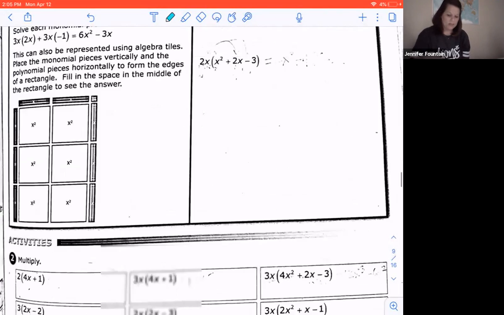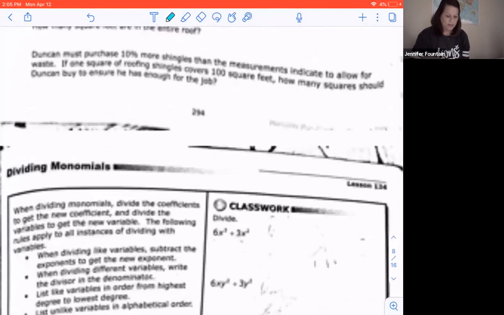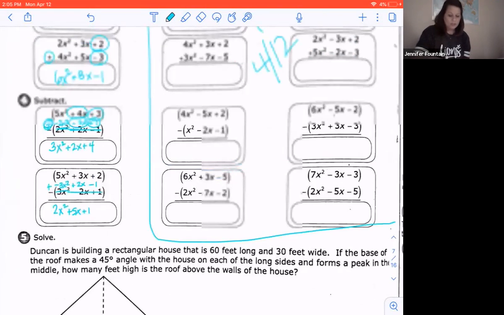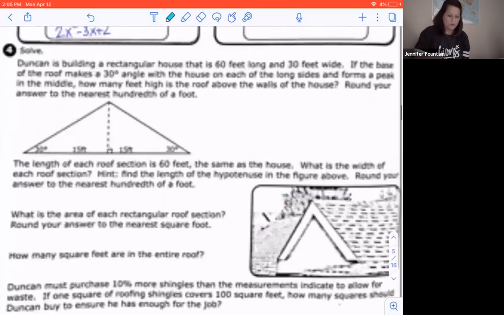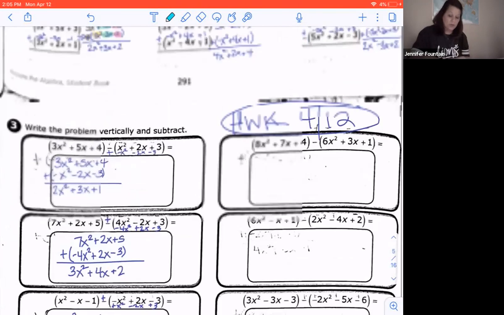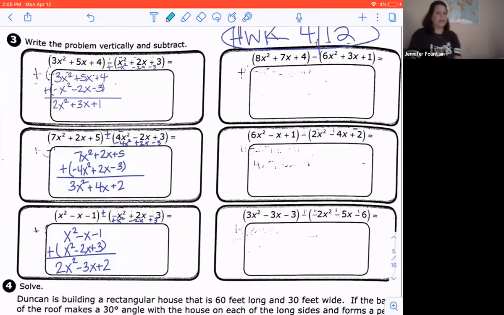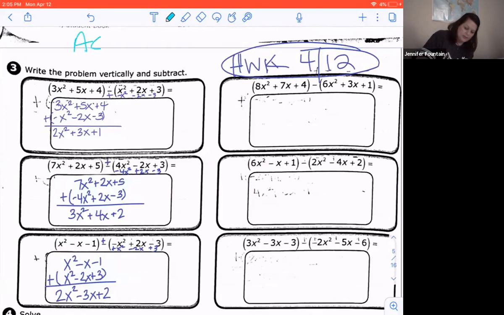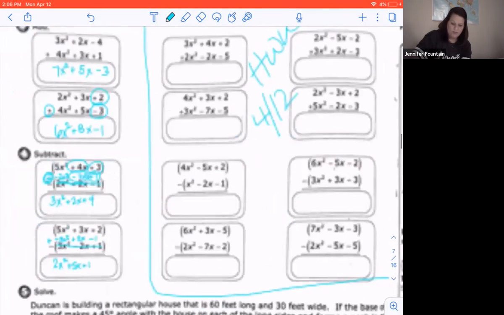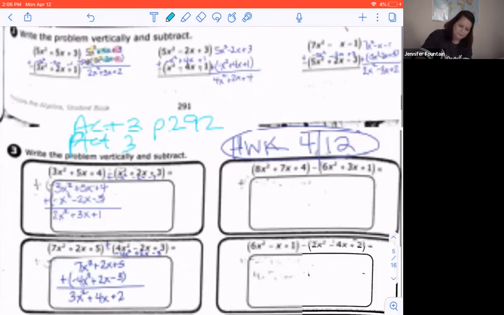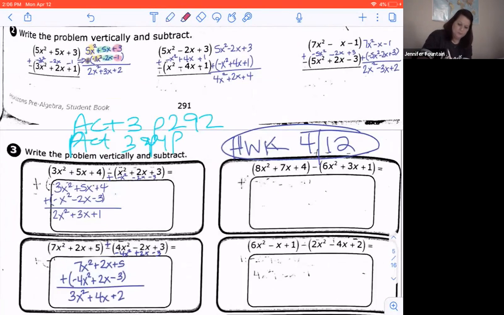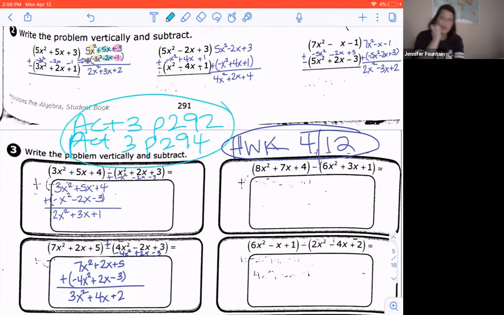I think I want to wait on dividing. I want to give you a little bit more practice. I want to give you time to work through that homework. So let's use the remainder of our class time to work on that homework. You've got activities 3, page 292, and then activities 3 and 4 on page 294. Okay, so that's what you're going to work on right now.